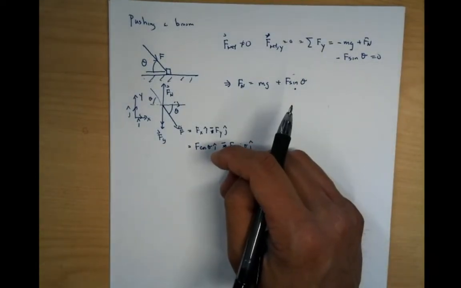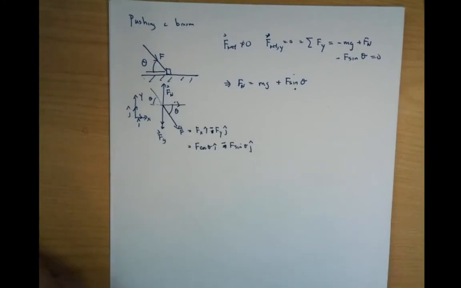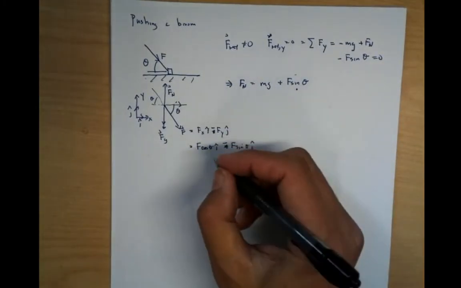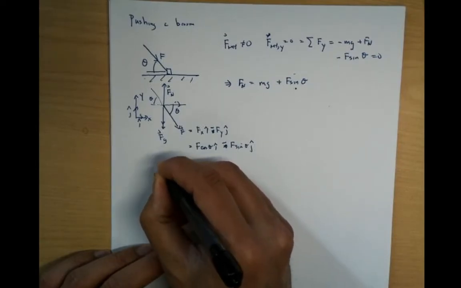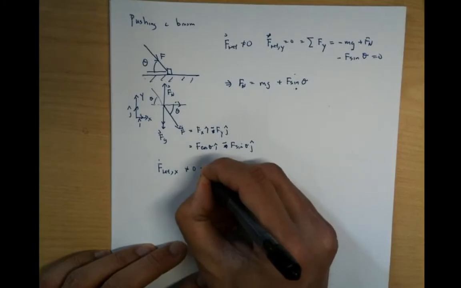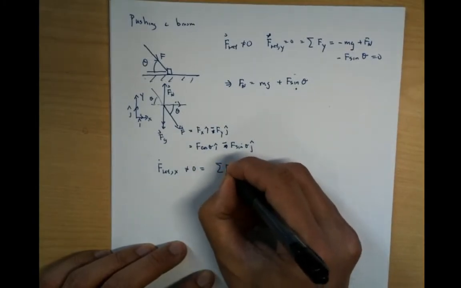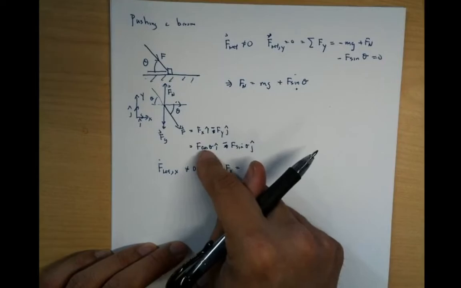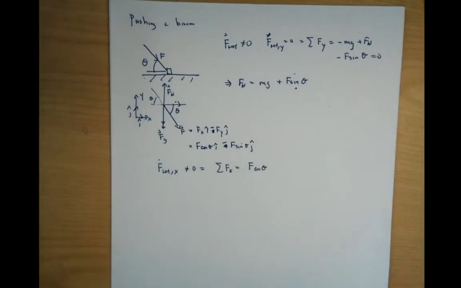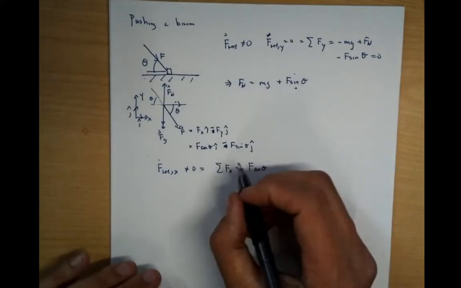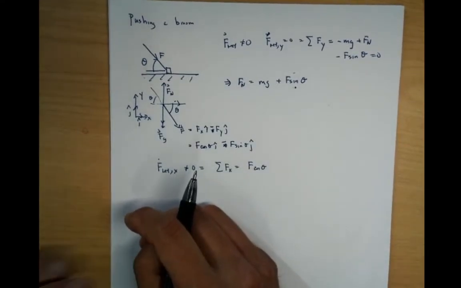Now the next thing is that I might want to figure out what the x component is. In that case, F net x is not equal to zero. It's equal to the sum of all the forces in x. Now there's only just one, this one right here, so it's just F cosine theta. Okay, so that's basically pushing a broom.